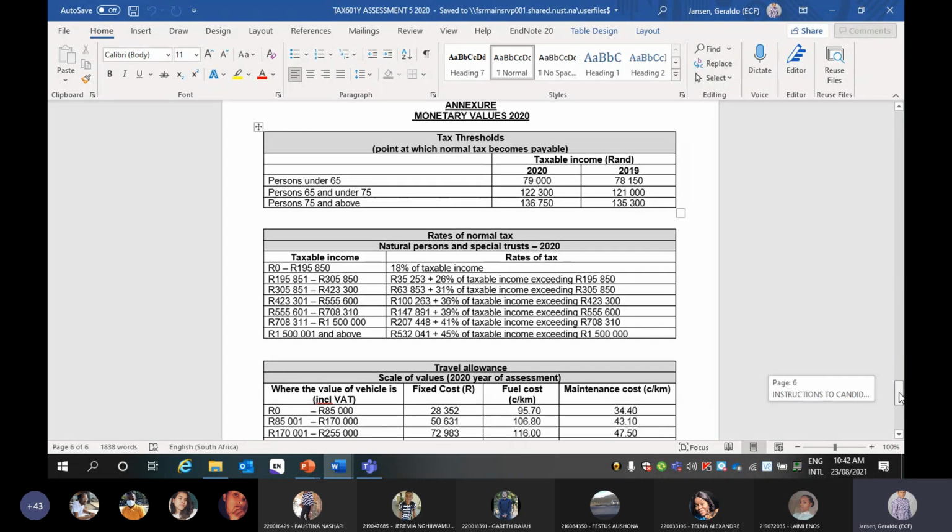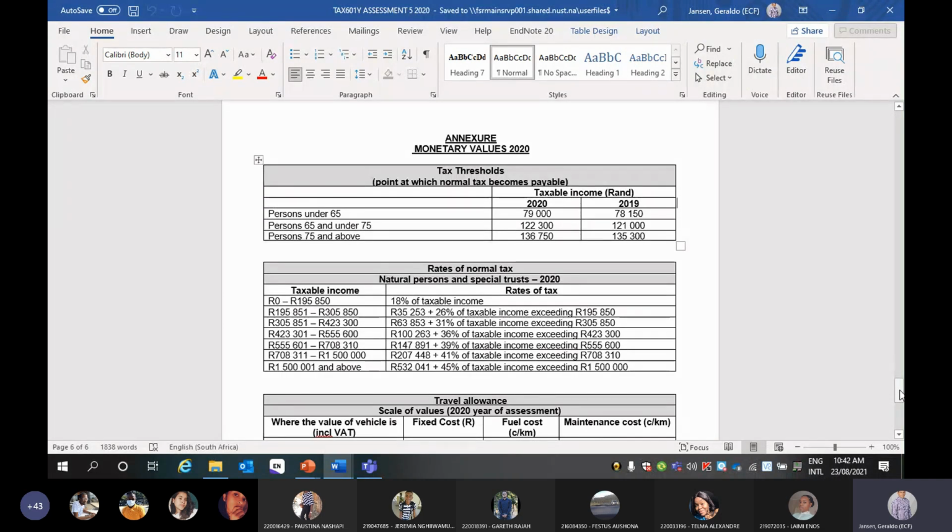Can one of you just confirm if you guys can see this annexure? Monetary values 2020. Can you guys see it? Yes, sir. Yes, we can see. All right, thank you. So guys, in South Africa, they have different categories, and I'm talking about an individual. Remember, I told you this semester your focus will be largely on individuals, on a natural person. We will not look in detail at companies or at juristic persons.